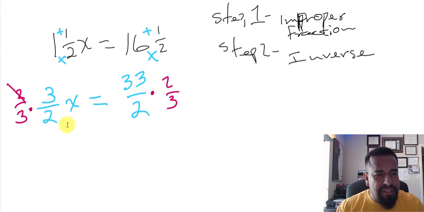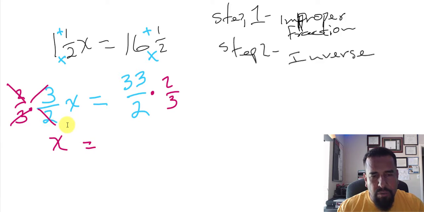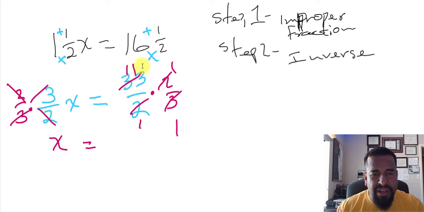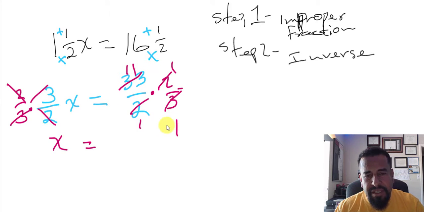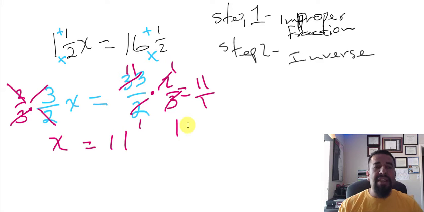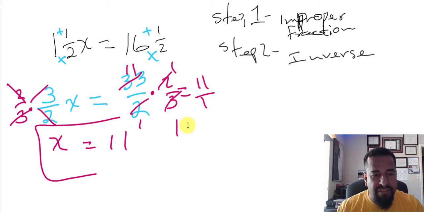Again, you know that this all simplifies to 1x equals, and here, let's simplify that too with this 2, giving us 1s there. But notice, this 3 and that 33 can simplify because 3 times 11 is 33. And now we just have 11 times 1, which is 11, and 1 times 1 is 1. So 11 over 1 is the same thing as 11. Okay, that's my final answer, 11.